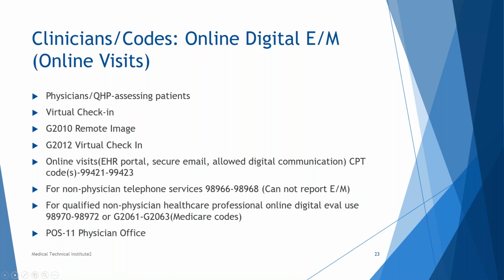For non-physician telephone services, 98966 to 98968. You cannot report an E&M for this. Non-physician telephone services, you do not report an E&M. For qualified non-physician healthcare professionals online digital evaluation, use 98970 to 98972 or your Medicare codes G2061 to G2063 for your Medicare patients. And your place of service would be 11.